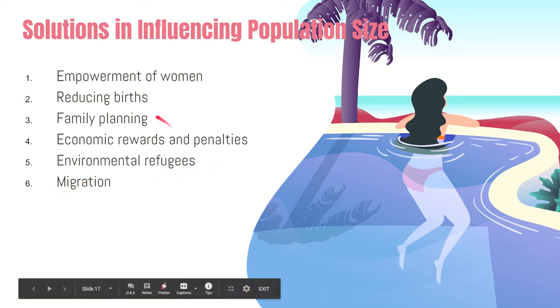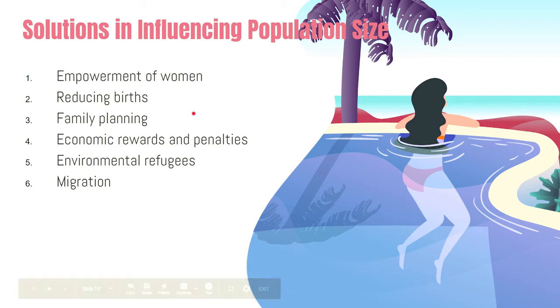Second solution would be reducing births, okay? So ideally, it's replacement level fertility. So having enough children to replace the couple in the population. So that's around 2 children, okay? So that there will be no increase in the population if only the numbers will replace the ones who will eventually die at the end.